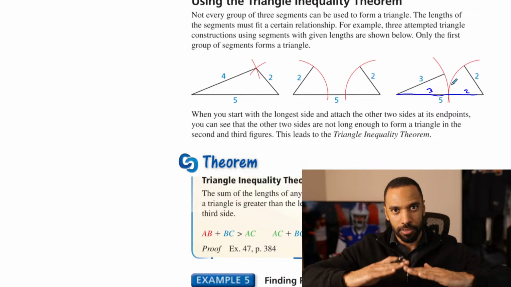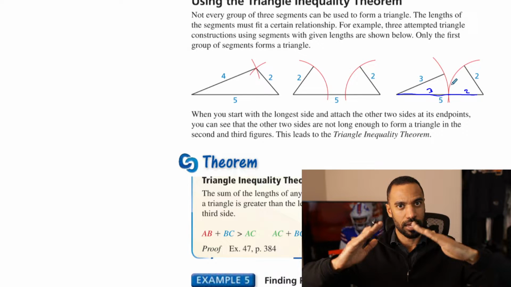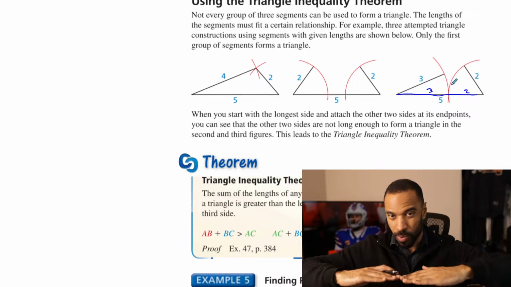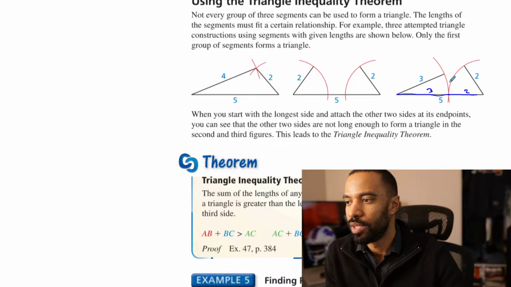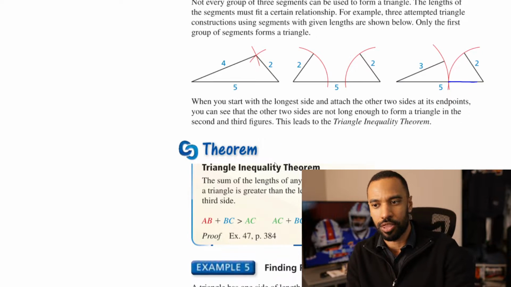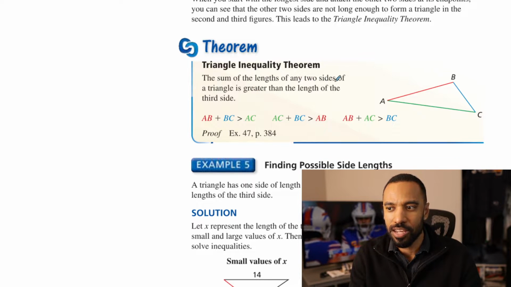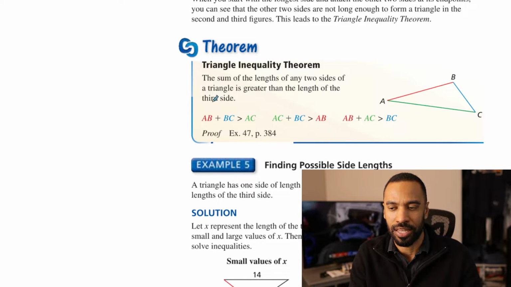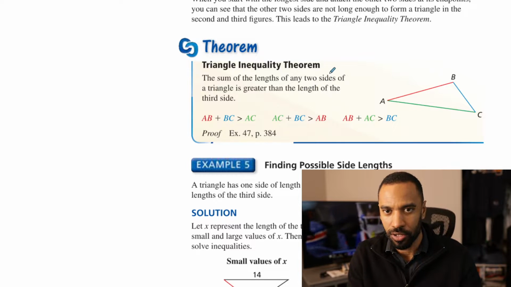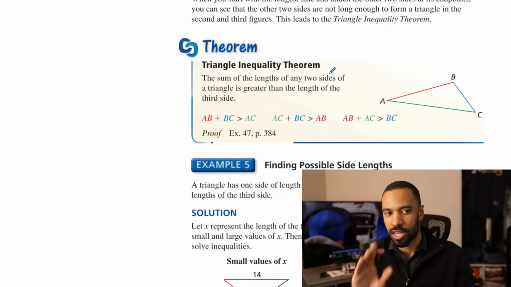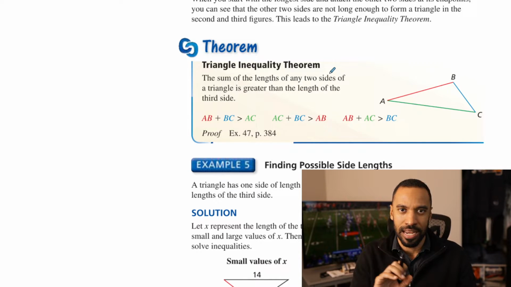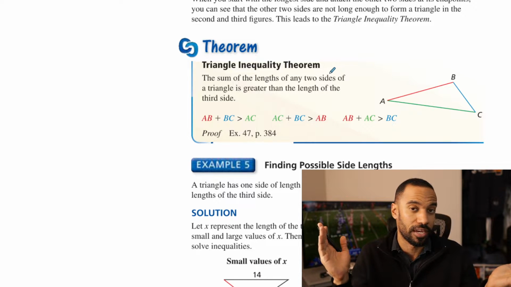So the more you bend up, the farther apart they'd go. The more you swing down, the closer they'd get. But if they connect right at the end, they're no longer a triangle. So what is this inequality theorem that we're talking about here? Well, the sum of the lengths of any 2 sides of a triangle is greater than the length of the third side. To be a triangle, one side length plus another side length must be greater than the third side length.